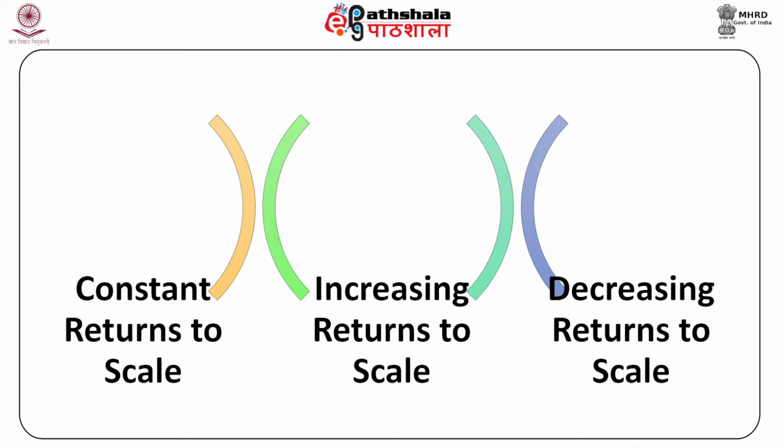Second, a firm has increasing returns to scale. A proportional change in both inputs leads to a greater than proportionate change in output. This means doubling of both inputs leads to more than doubling of output. And third, a firm has decreasing returns to scale. A proportional change in both inputs leads to a less than proportionate change in output. This means doubling of both inputs leads to less than doubling of output.